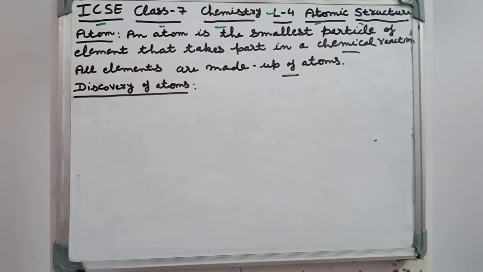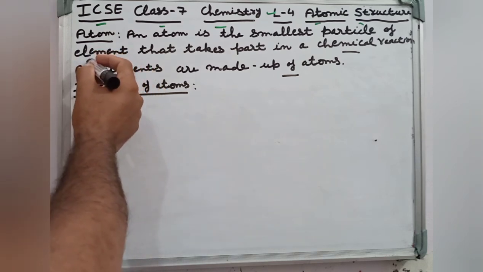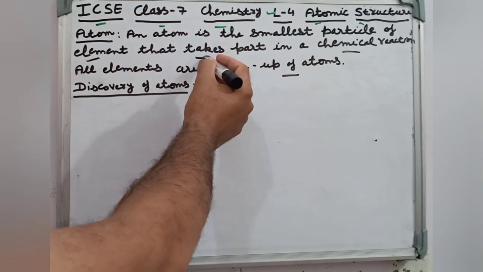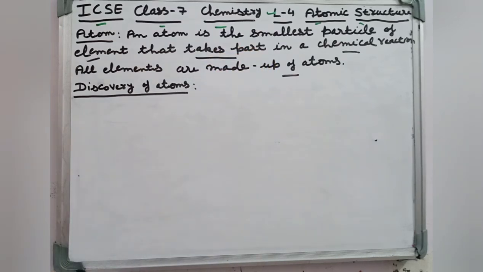You can understand atom from the model of a building. That is, our houses are made of bricks. Similarly, all elements are also made up of atoms, right? And this atom is the smallest particle of the element, and this atom is that part which takes part in the chemical reaction. All elements are made up of atoms.